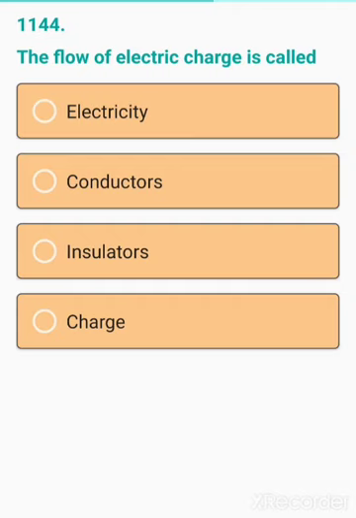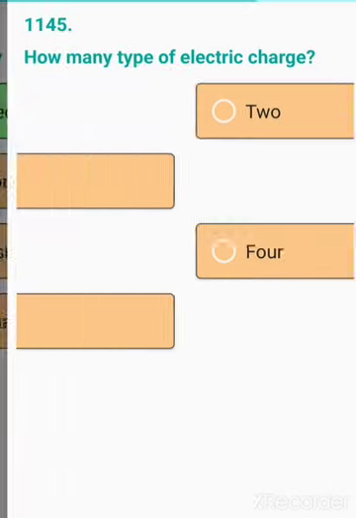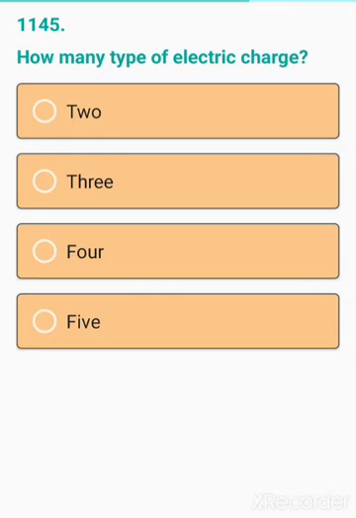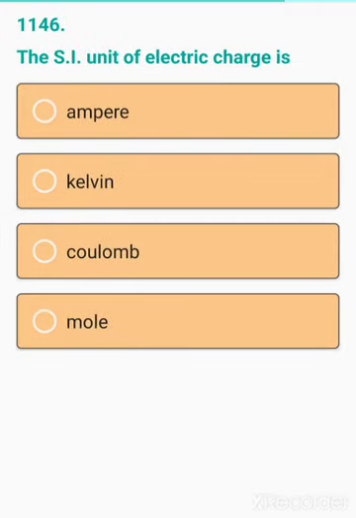Okay, now it's for you. Number one, the flow of electric charge is called what? Electricity, conductors, insulators, or charge? What do you think? Obviously electricity. Next question for you. How many types of electric charge? 2, 3, 4, 5. Just think about it. Obviously 2, my dear. Next, the SI unit of electric charge. Already I discussed. Ampere, Kelvin, Coulomb, mole. Yes, Coulomb.